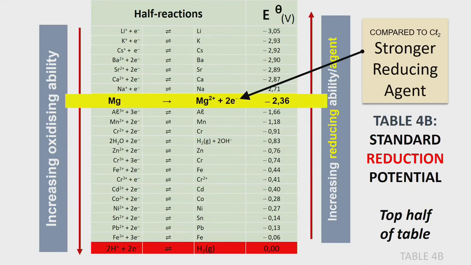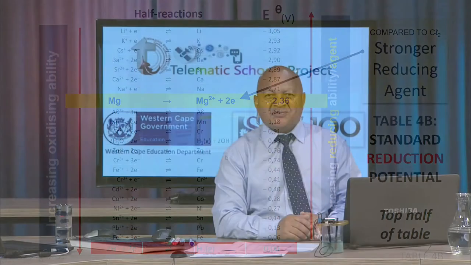So I reverse the reaction. Magnesium becomes Mg2+. Now I've written oxidation here. And this table here that I see, the green table, is not oxidation, it's reduction, but I can change it to oxidation by writing it that way around. Now, isn't that smart? That is what chemistry learners do.